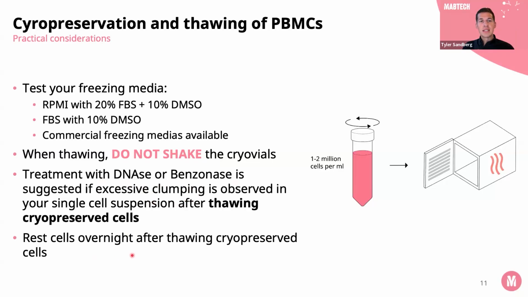Finally, a final point to consider is resting your cells overnight after thawing your cryopreserved cells. So this can be done at a high density of cells, so 1 to 2 million cells per mL in your same supplemented media, with the tube unscrewed a little bit so you can get good gas exchange between the cells in the incubator. And those can be left overnight.